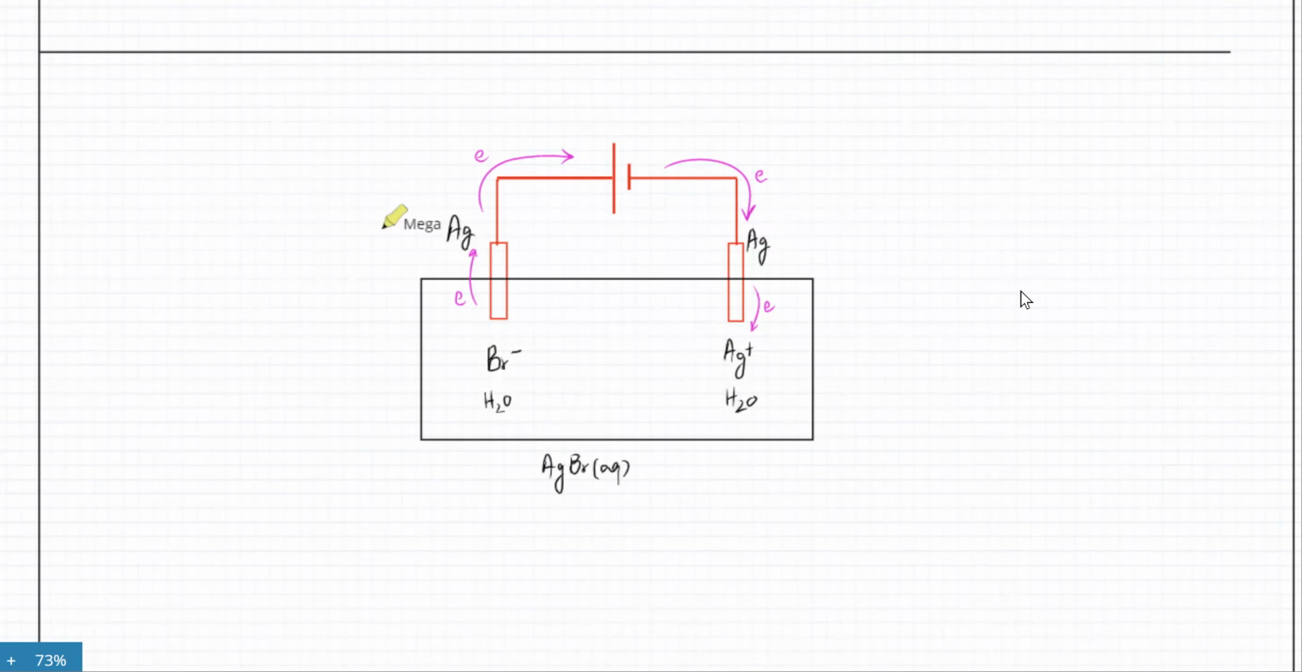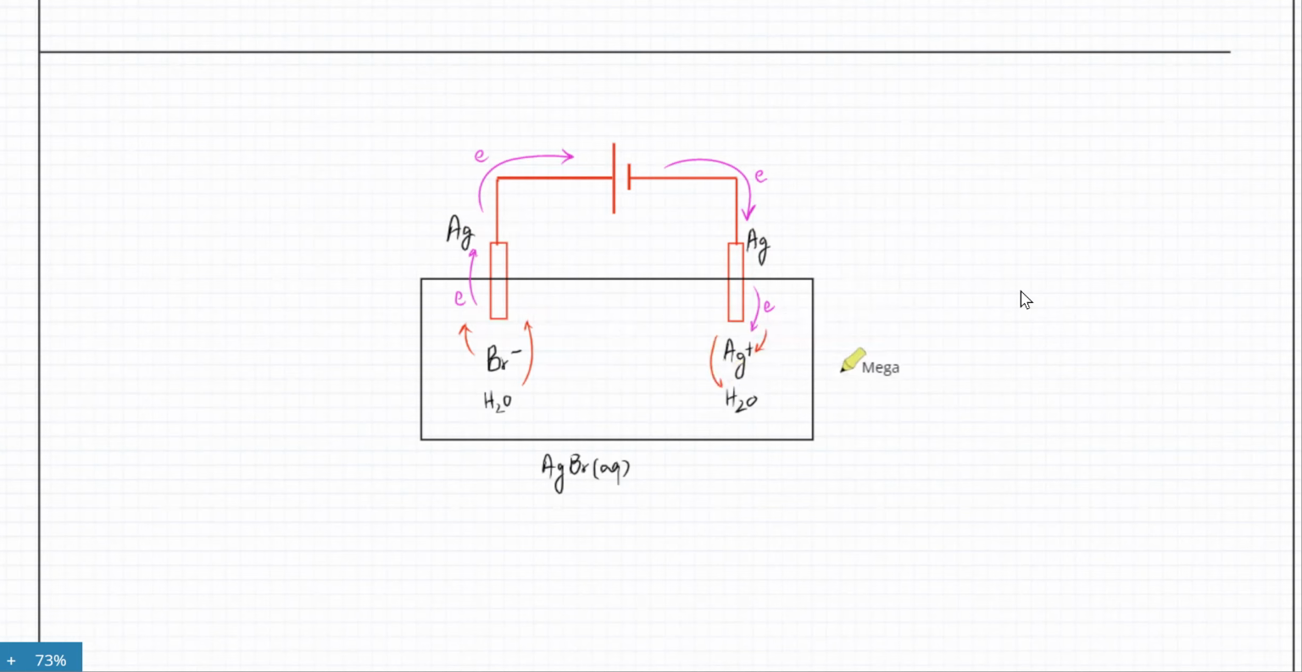So who's going to lose electrons? It's going to be either Br-1 or it's going to be H2O. One of them likes to really lose electrons. And who's going to gain electrons? It's either going to be Ag+1 or it's going to be water.